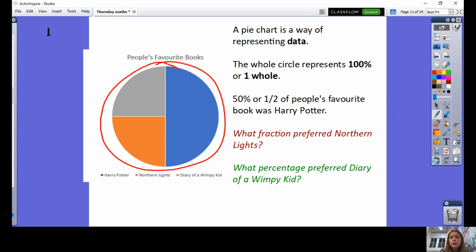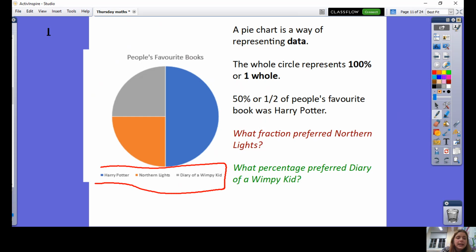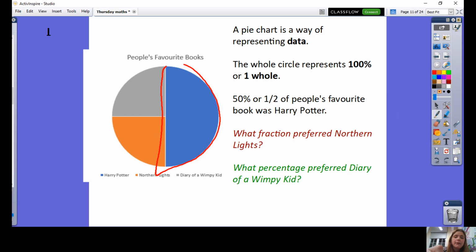So if my full circle was blue, that means everybody has chosen the same book. At the bottom here, you can see the key, where you find out which colour represents which. Blue represents Harry Potter, orange, Northern Lights, and grey, Diary of a Wimpy Kid. So I can see then, blue, which is the Harry Potter, is 50% or 1/2 of people's favourite books.